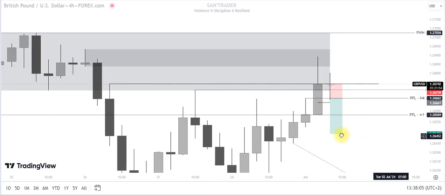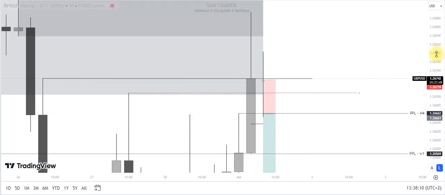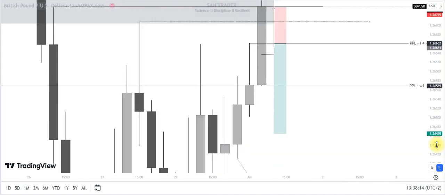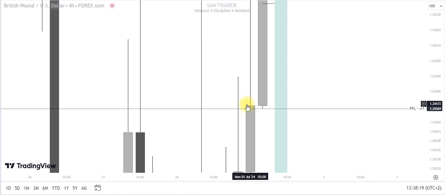Okay, so as you can see, we closed above this PPL, right? So this candle, it's a void, right? It's a gap. We closed above this candle, above this PPL, right? The weekly PPL, as you can see, W1, which stands for weekly PPL. And then what happened here, we had an immediate test, and then boom, it went up.